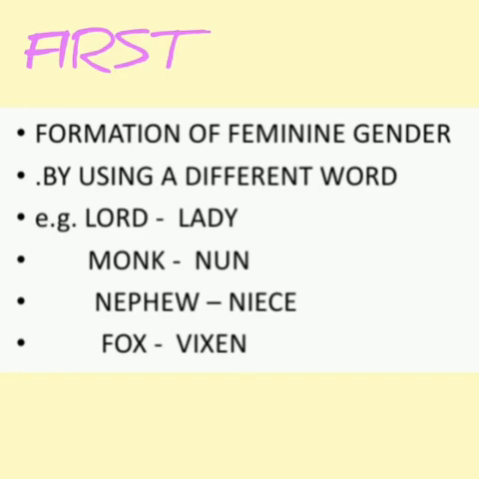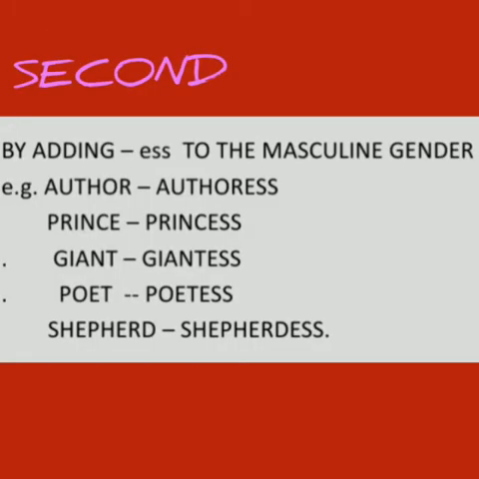Second, by adding ESS to the masculine gender, the feminine gender is formed. For example, author. It becomes authoress. Prince, princess. Giant, giantess. Poet, poetess. Shepherd, shepherdess, and so on. So here we are just adding ESS to the masculine and feminine gender is formed.